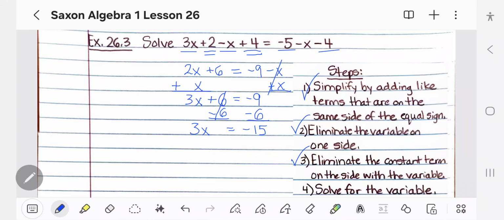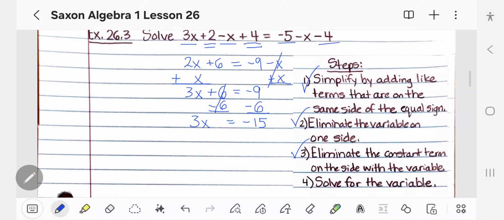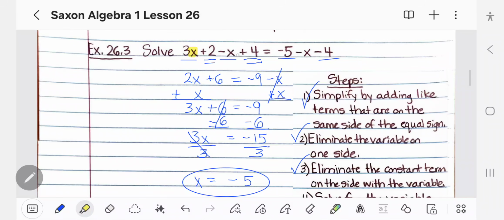I've accomplished step 3. Now I'm going to solve for the variable. I need to get rid of the 3. They're multiplying by it, so let's divide both sides by 3. x is equal to negative divided by positive, which is a negative. 15 divided by 3 is 5. Your solution is negative 5. And if you substituted that back in for all of these x's, you would get a true equation.